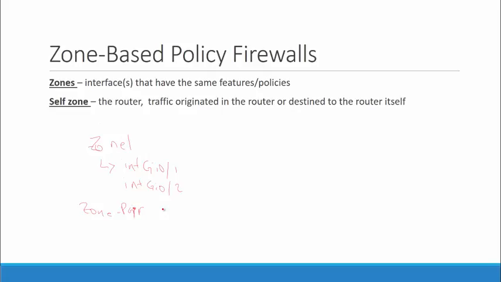And then I would go ahead and apply a policy to this traffic flow here. So create the zones, put interfaces in the zones, create a zone pair, which is basically what you think of as the traffic flow, and then you apply a policy to that flow.